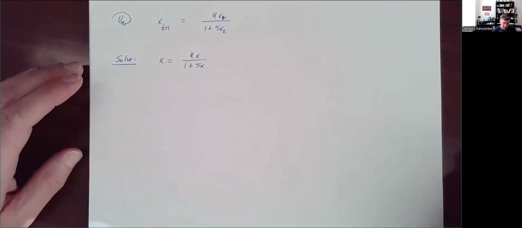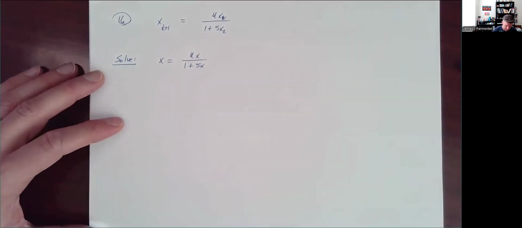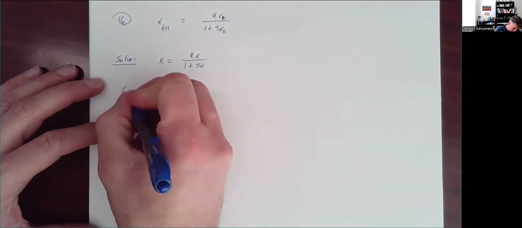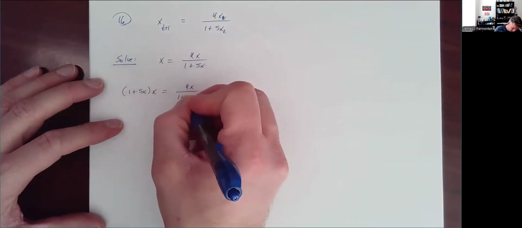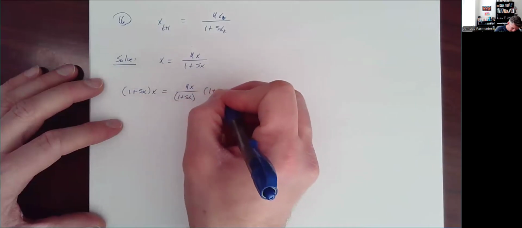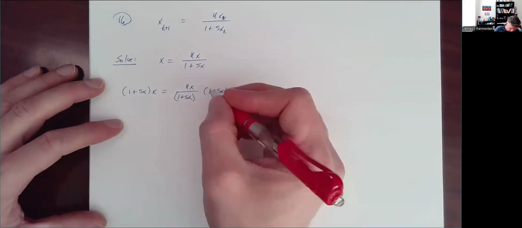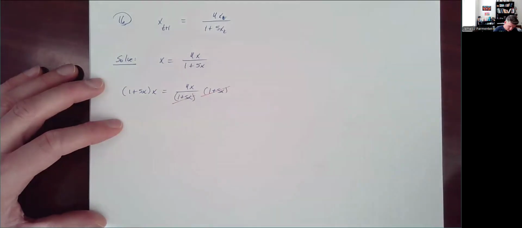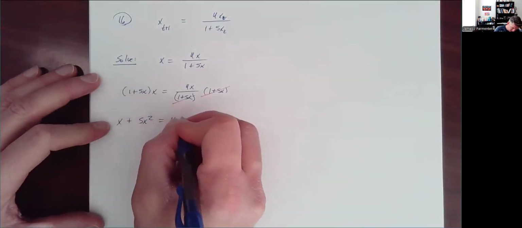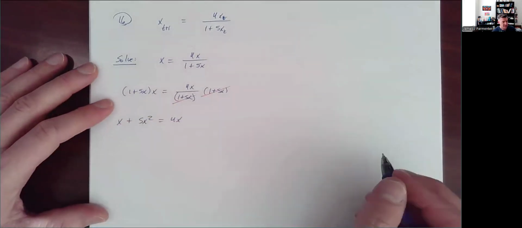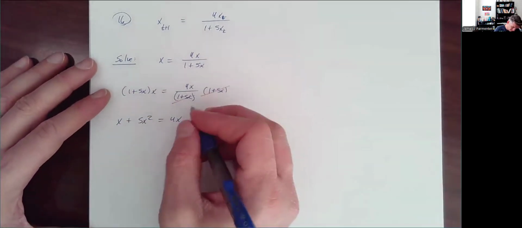Same deal I did last time. Multiply both sides by your denominator. So I'm going to multiply both sides by 1 plus 5x. I think I'm showing an extra step here, but that's okay. The reason we did that is so that these cancel out. So we have x plus 5x squared equals 4x. Subtract 4x over here. I feel like this is not the number I was hoping for, but okay.